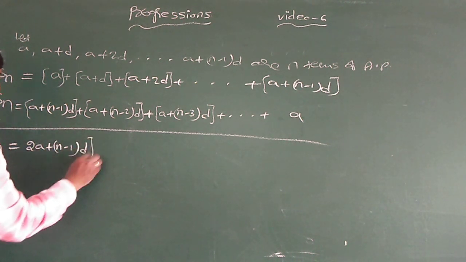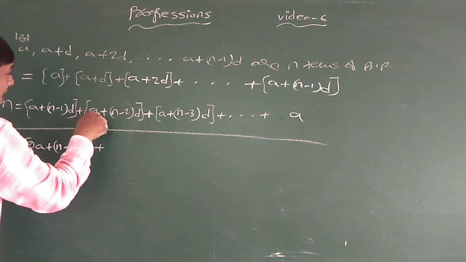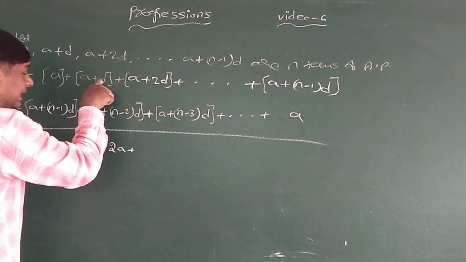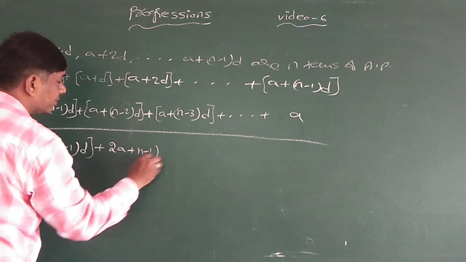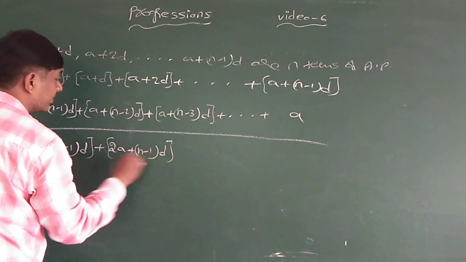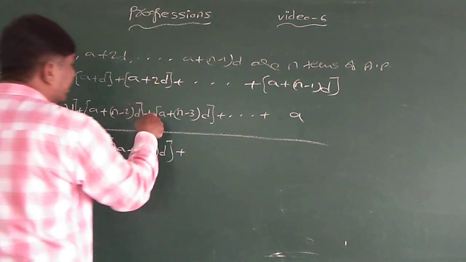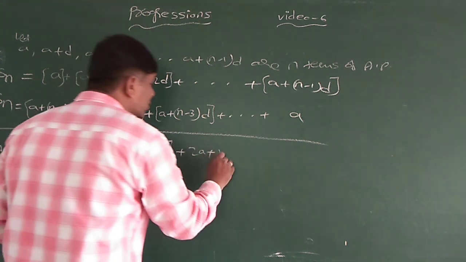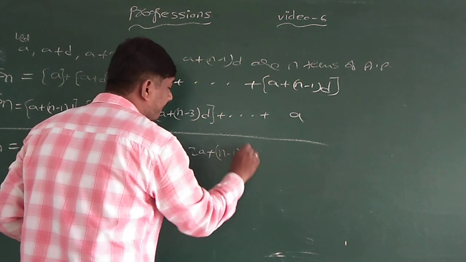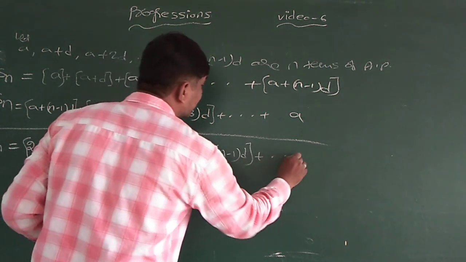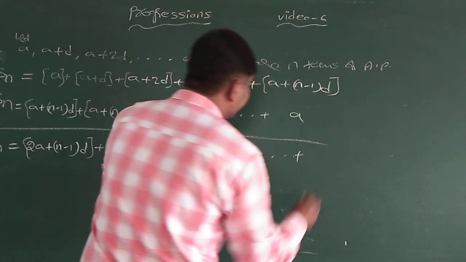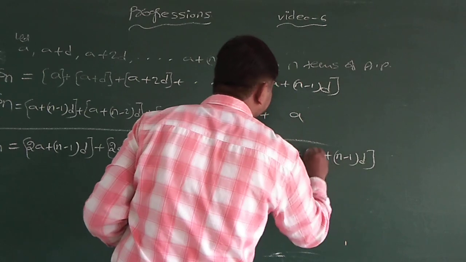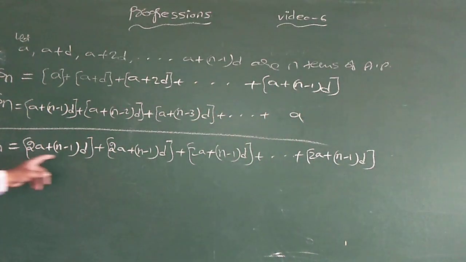These two added give a plus a, 2a, plus n minus 2 plus 1, which means n minus 1 into d, plus a plus 2d. Here a plus a is 2a, n minus 3 plus 2 is n minus 1 into d, and so on, plus a plus a, 2a plus n minus 1 into d. So the same term is repeated. How many times are you adding?